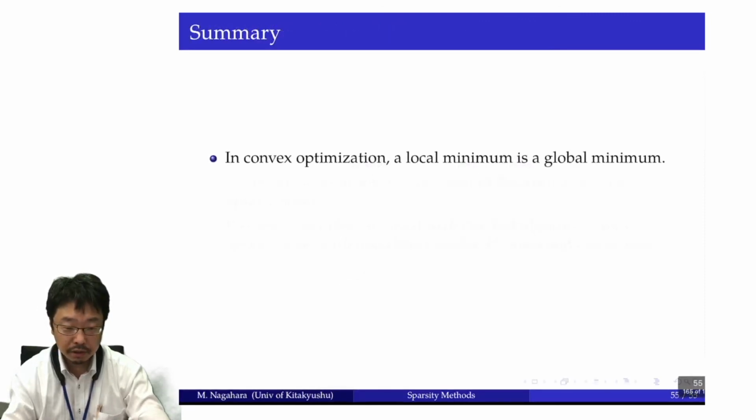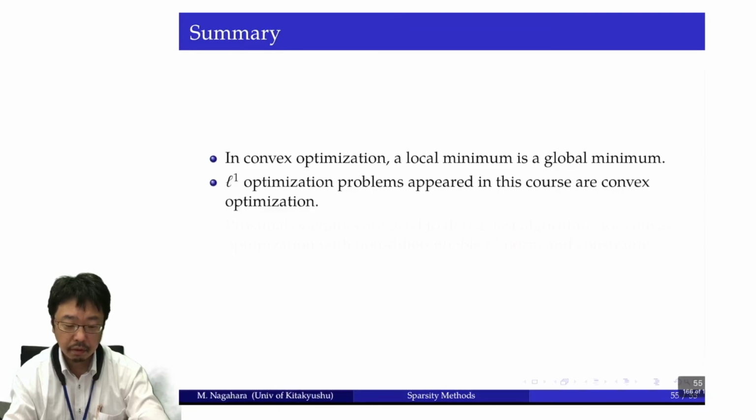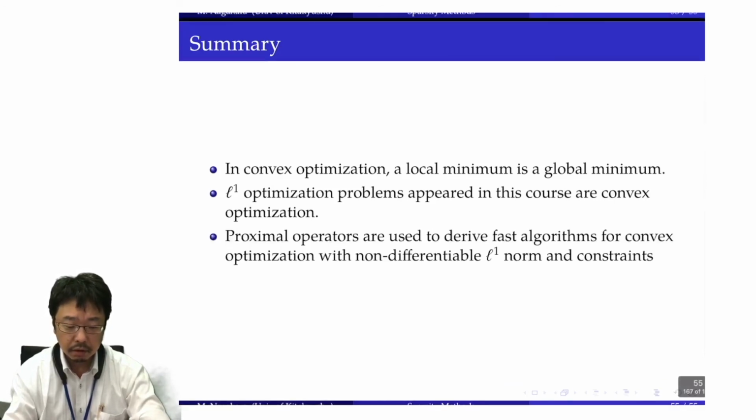Now we summarize this section. In convex optimization, a local minimum is a global minimum. The L1 optimization problems appearing in this course are convex optimization problems. Proximal operators are used to derive fast algorithms for convex optimization with the non-differentiable L1 norm and constraints.